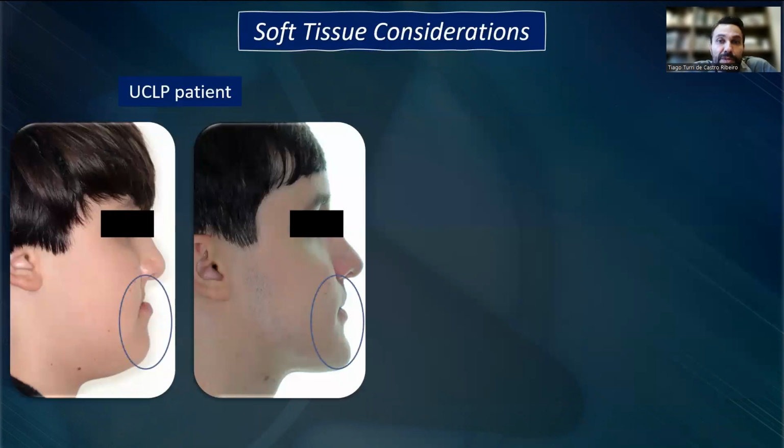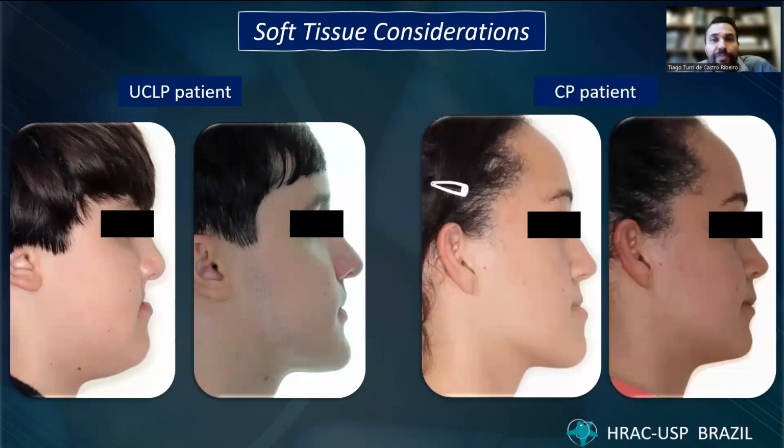An important observation regarding final soft tissue aesthetics of UCLP patients is that even after orthognathic surgery, the relationship between the upper and lower lips will not be as good as that of patients without cleft, or with cleft without lip involvement, as can be seen in the results of these patients on the right side.